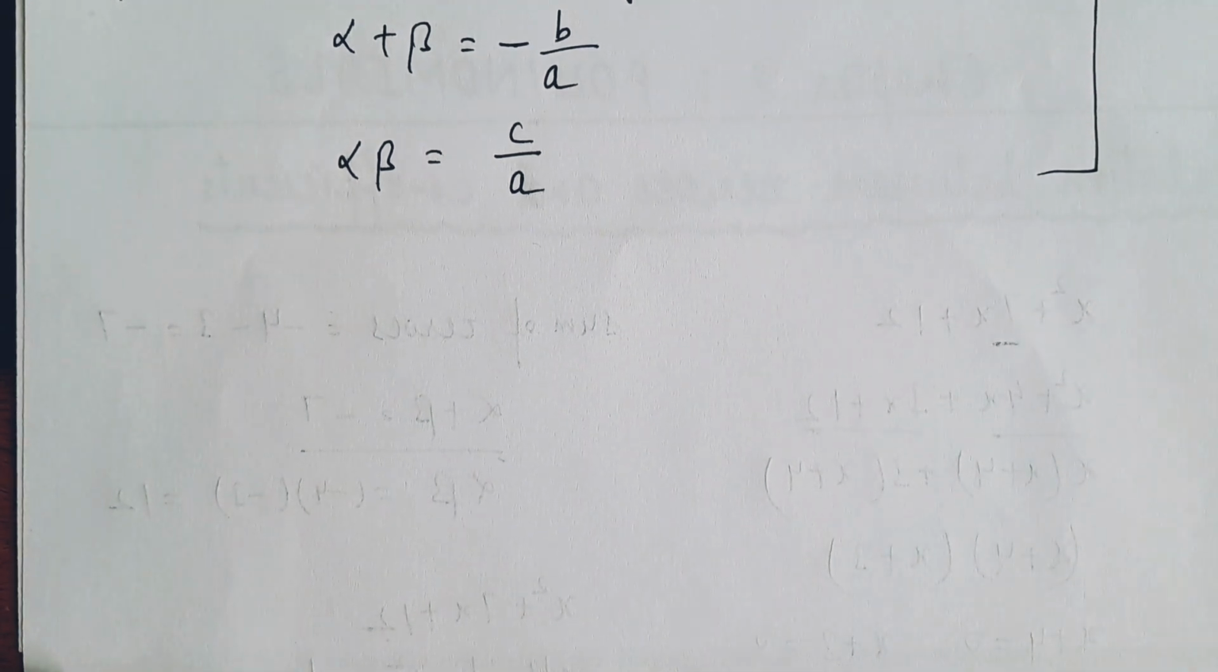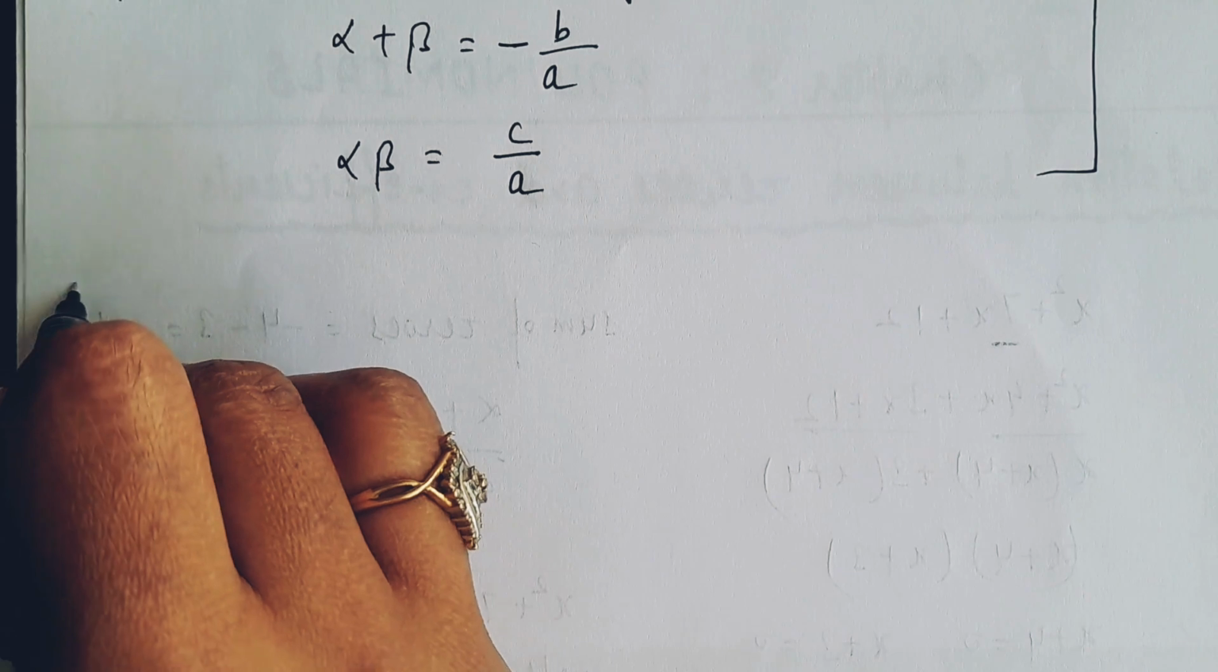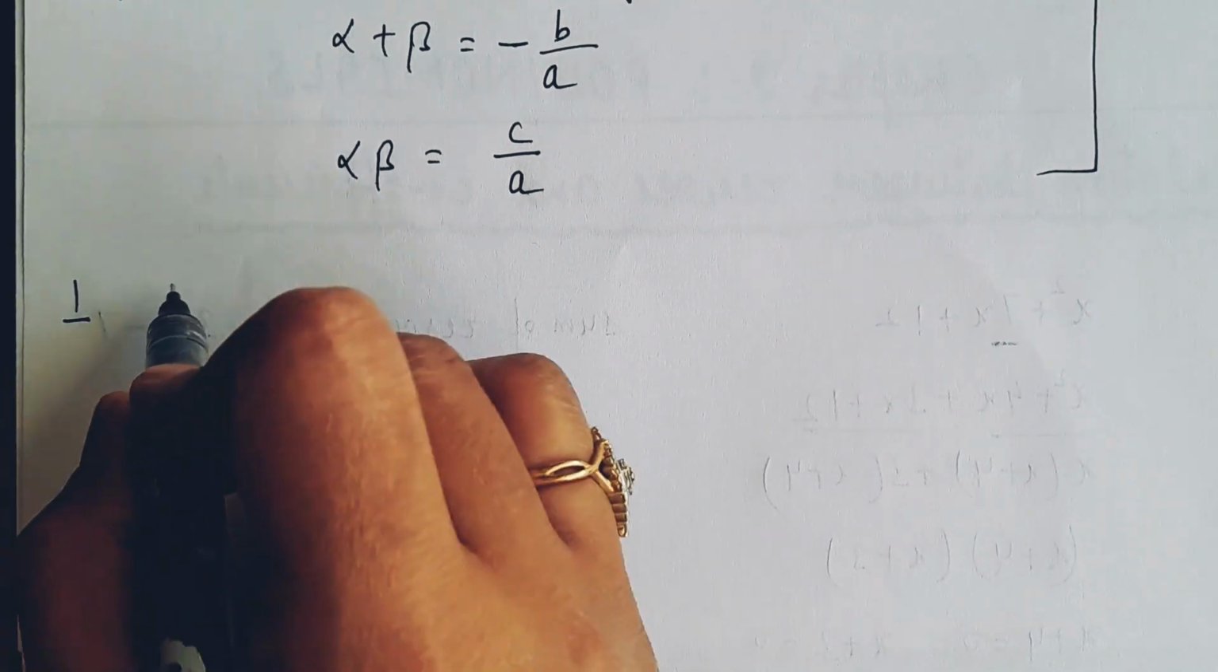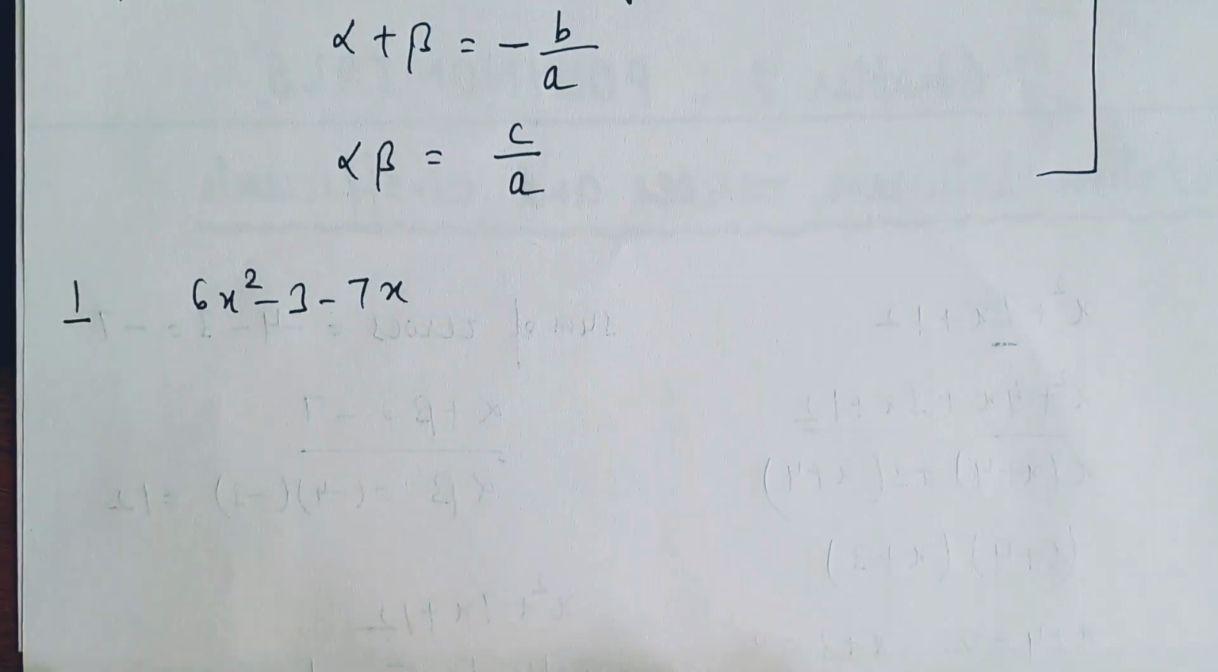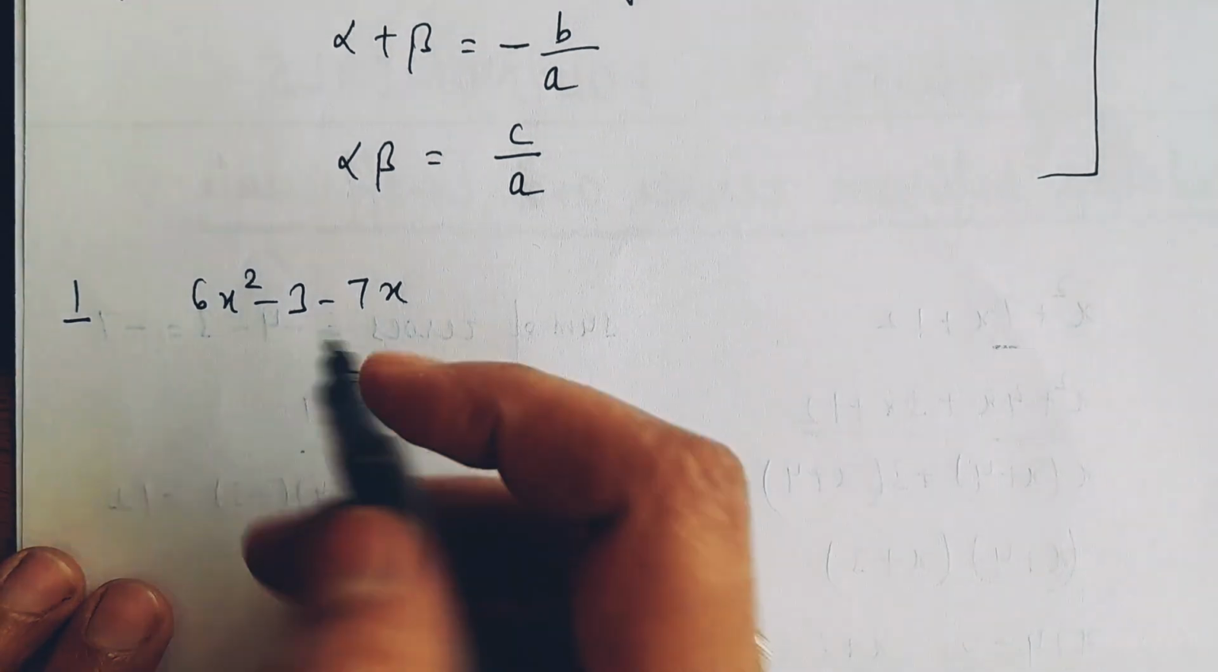So let's do some examples of that. Let's take the first question of the exercise. Some of the parts we will do here. This polynomial is given. So we have to find out the zeros of this polynomial, as well as we have to verify the relationship between zeros and coefficients. So we will do the same.